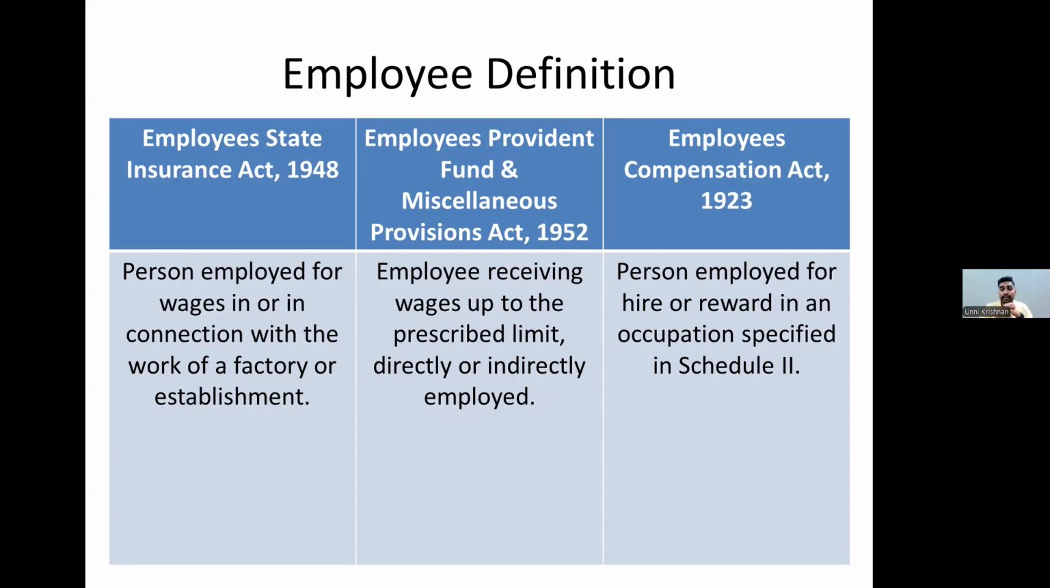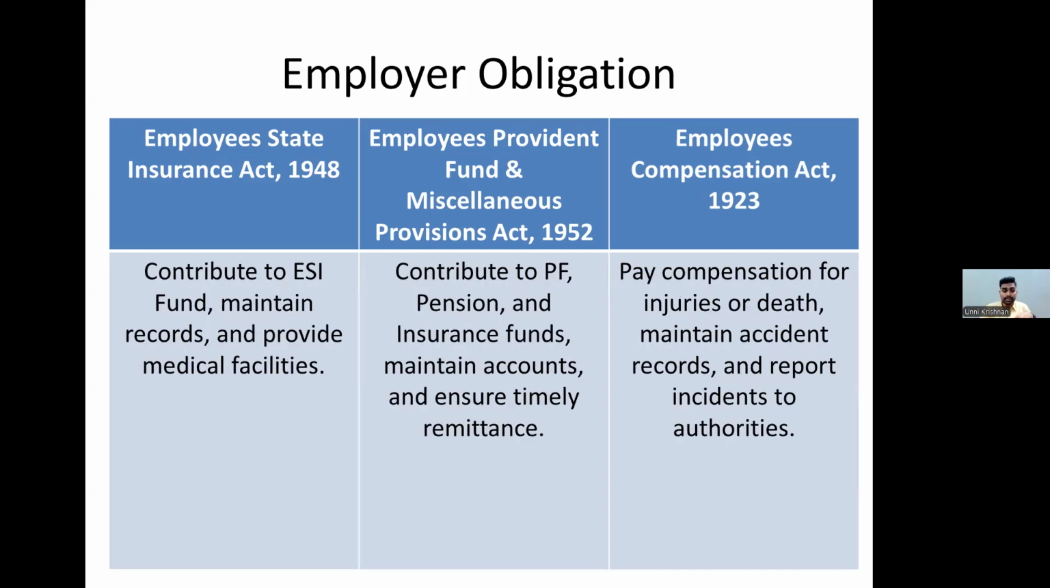Now, what does the Employees Compensation Act say? Any person employed for hire or reward in an occupation specified in Schedule 2. Now, the definition of an employee is not terribly important here, not the most important thing for you to remember and understand. Now, what about contribution?